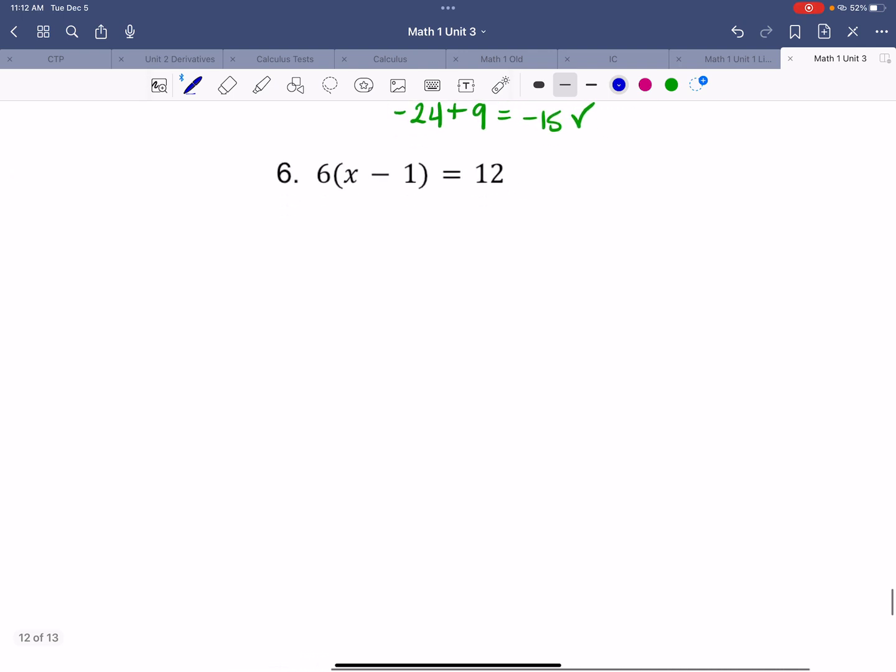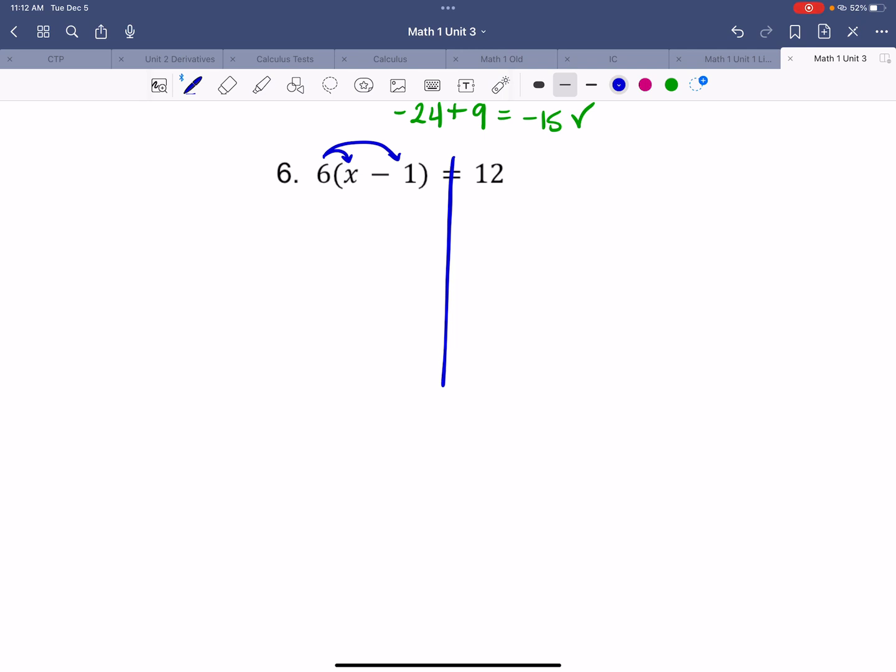Last but not least, again, I'm not sure if I said this in the beginning, I could distribute this 6, or because I am multiplying by 6, I can divide by 6. I am going to show you an example of how you can distribute, because in number 1, I did not. If you look back at number 1, it shows you a different way to solve this kind of problem.